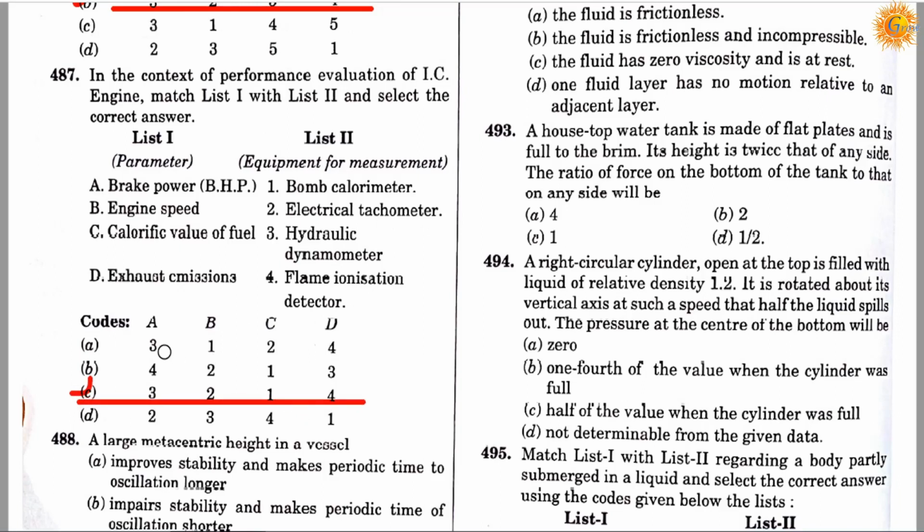option A, means brake power is calculated by the hydraulic dynamometer, and the engine speed is calculated by the electric tachometer, and calorific value of the fuel is calculated by the bomb calorimeter, and exhaust emission is calculated by the flame ionization detector.